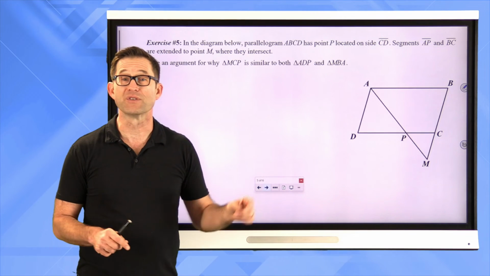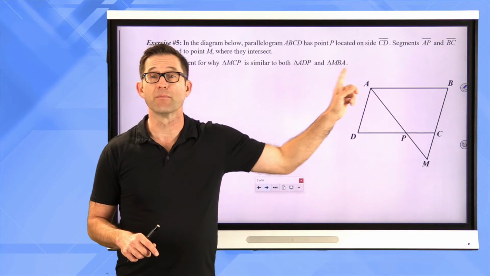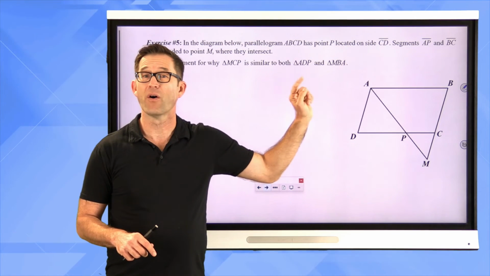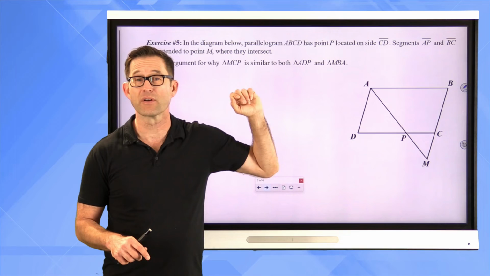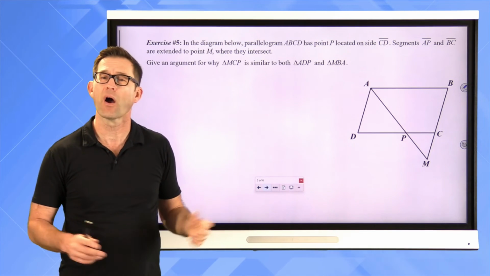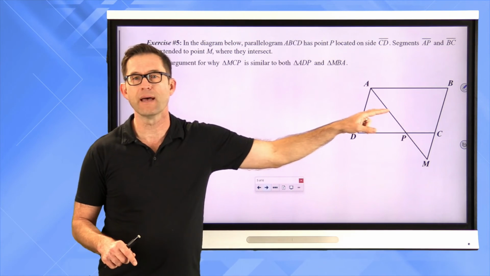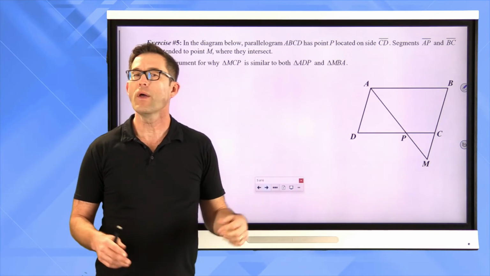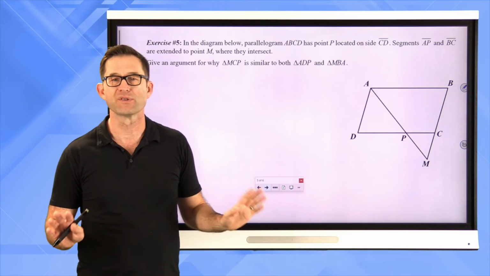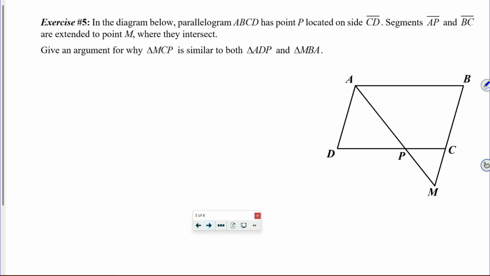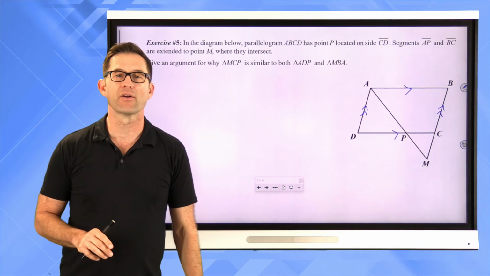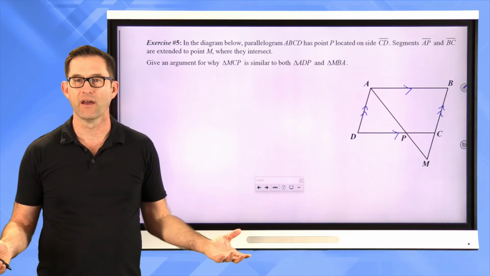And by the way, of course, if this triangle is similar to both of these two, then by default, these two would have to be similar to each other because they all have to have the same angles. All right, well first, let's talk about these two particular triangles, MCP and ADP. One thing that you have to remember always is that in a parallelogram, right, opposite sides are parallel to each other. So the fact that ABCD is a parallelogram tells us a ton, right?